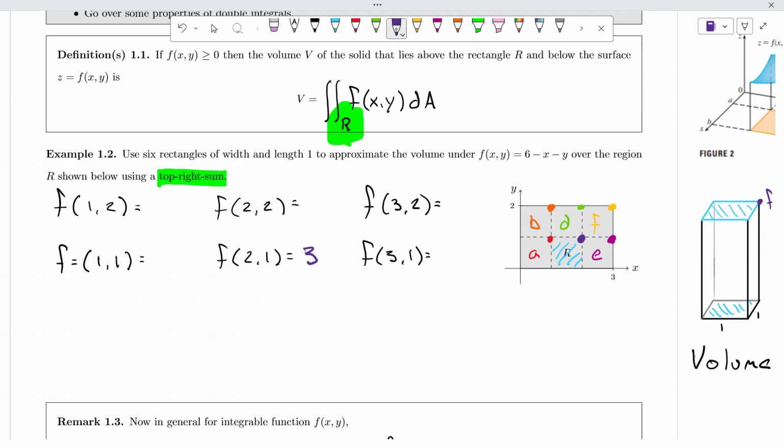And I already know that the purple one is going to be 3. So I computed that one over to the right. But if I just go through and find values for the rest of these things, let's see. f of 1, 1: I've got 6 minus 1 minus 1 is 4.